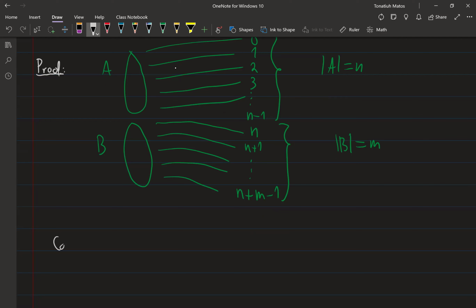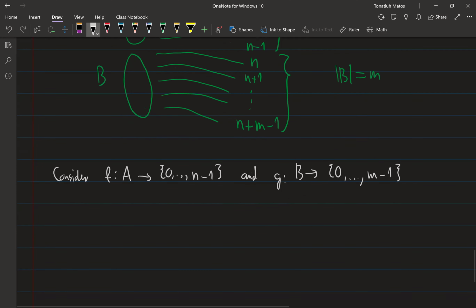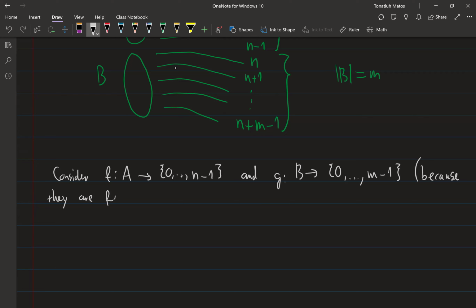So consider two functions, f from A to 0 to n minus 1, and g from B to 0 to m minus 1, right? It doesn't really matter what direction we pick. This is how we are enumerating them. How do we know that these functions f and g exist? Well, because they are finite. That's the definition.